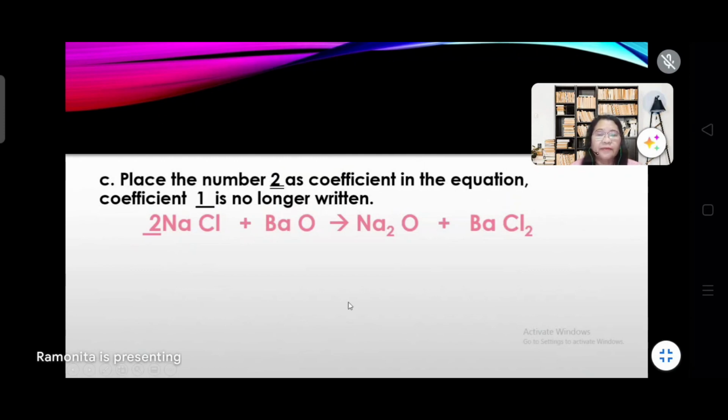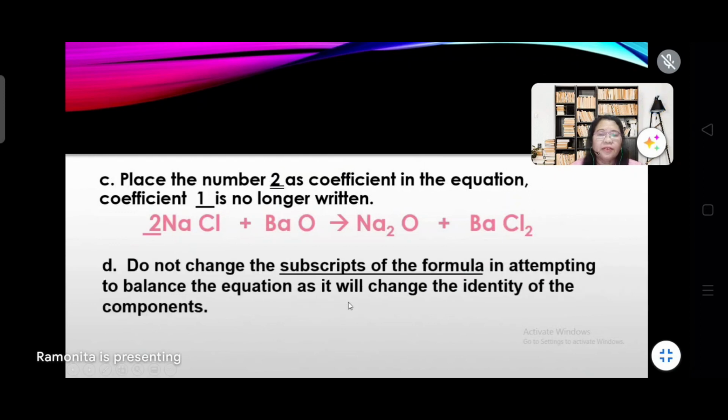Okay? Next, do not change the subscript of the formula in attempting to balance the equation, as it will change the identity of the compound. From the product, our sodium has a subscript of 2 and our chlorine also has a subscript of 2.